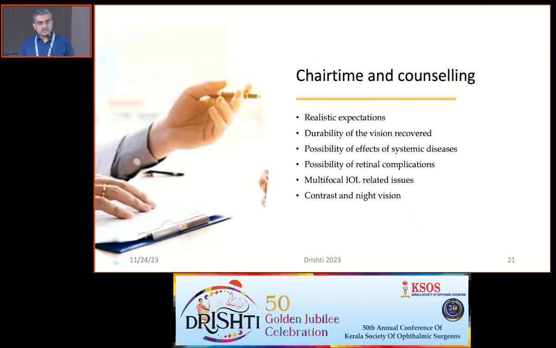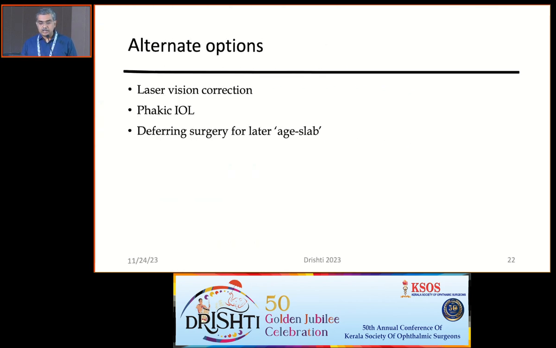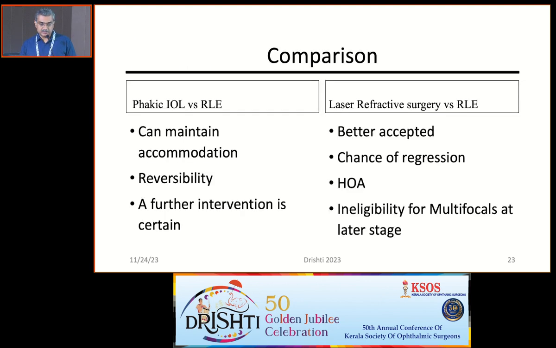Chair time and counseling is very important when you are taking a patient up for refractive lens exchange. You have to explain the realistic expectations, the durability of the vision that will be recovered, the possibility of other changes that can happen in later life, and the multifocal-related issues. Alternate options should be discussed with them, including the phakic IOL and laser vision correction. In fact, if the patient is in the 40 to 50 years range, you can even tell them to wait a little longer for a better surgical result.